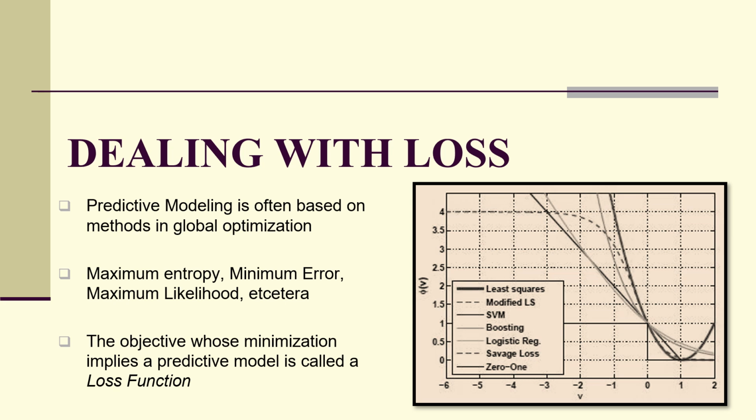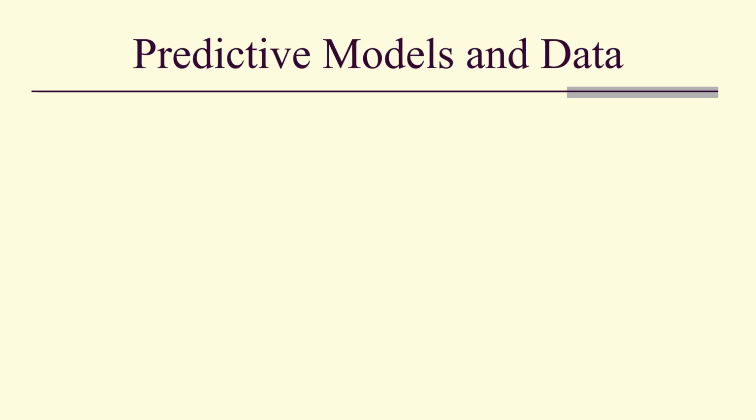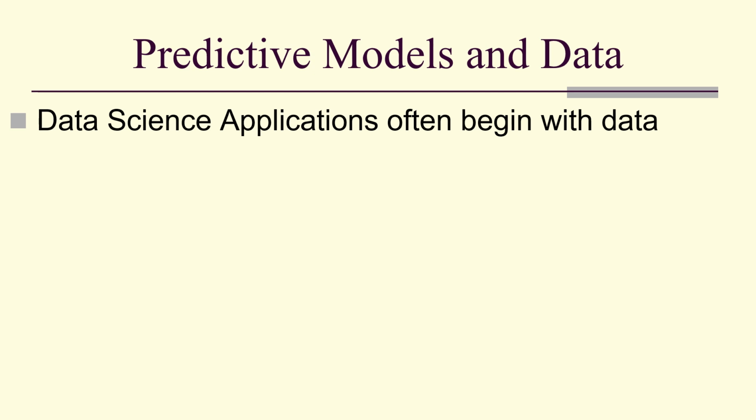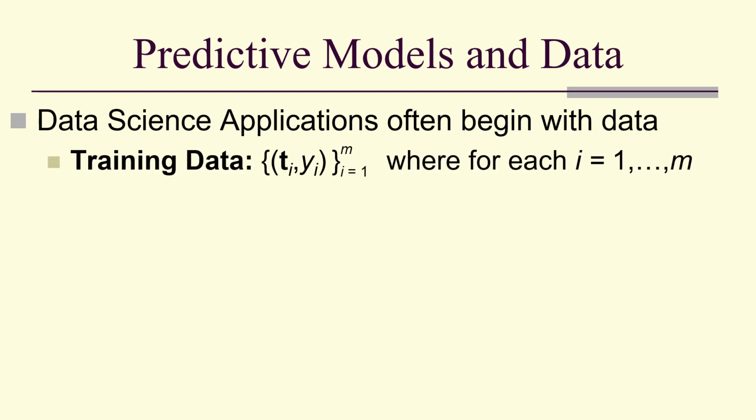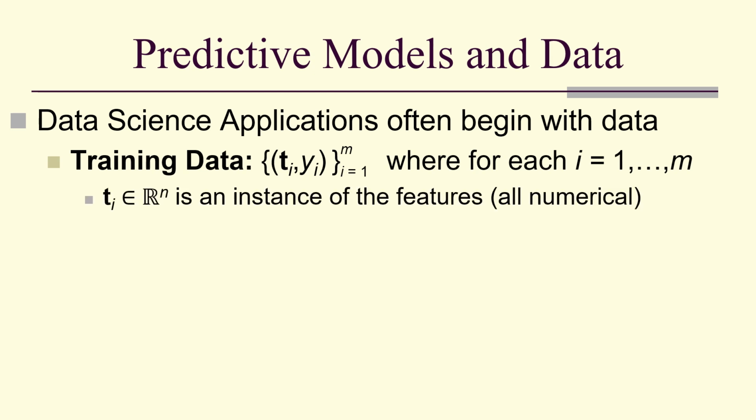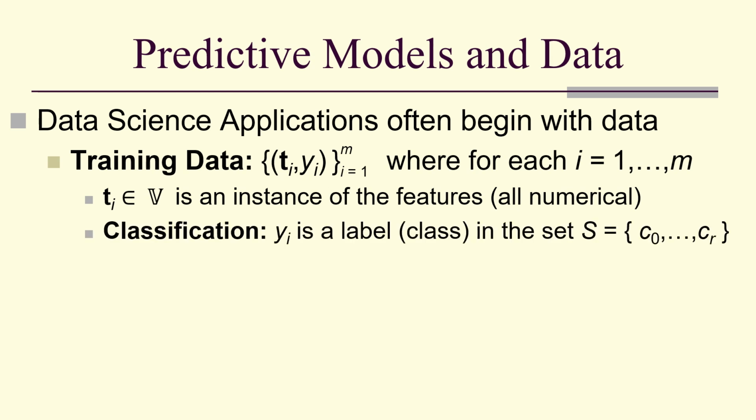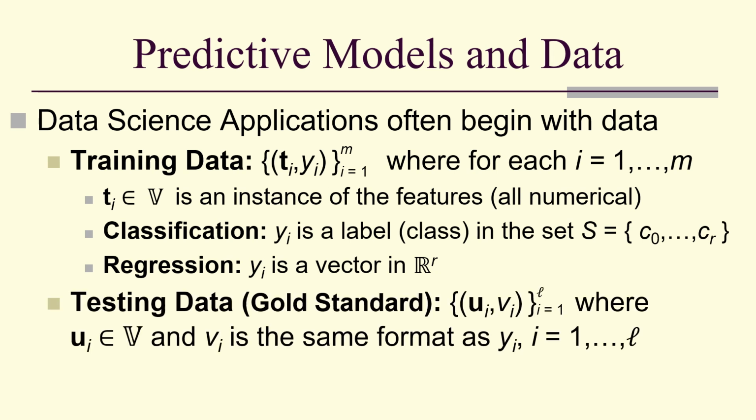Dealing with loss. Predictive models and data science applications begin with data. Training data: m observations, features t sub i and responses y sub i. t sub i is in R^n. It has to be in some vector space. If we're doing classification, our response is a label or class. If we're doing regression, it's a vector.